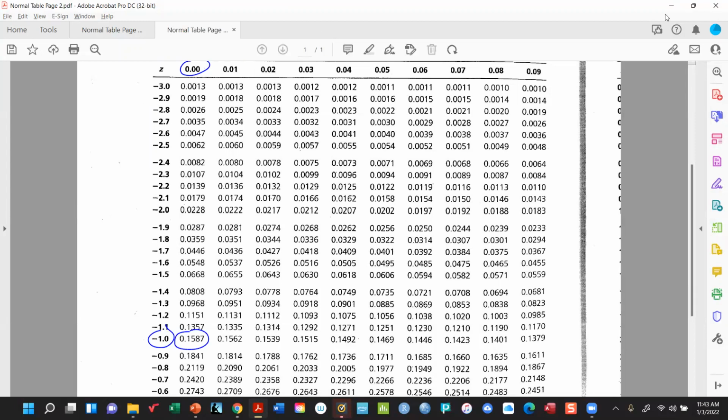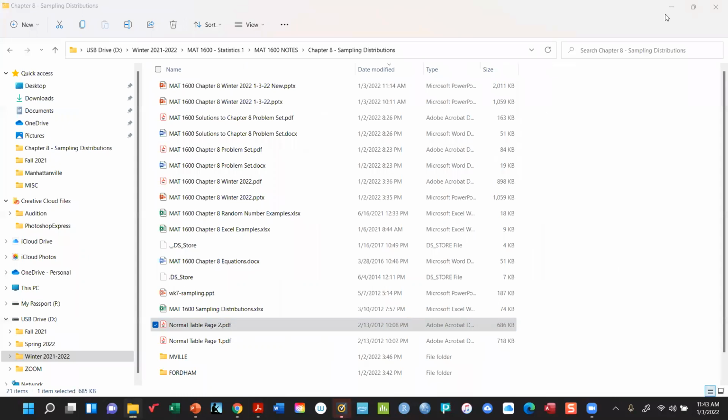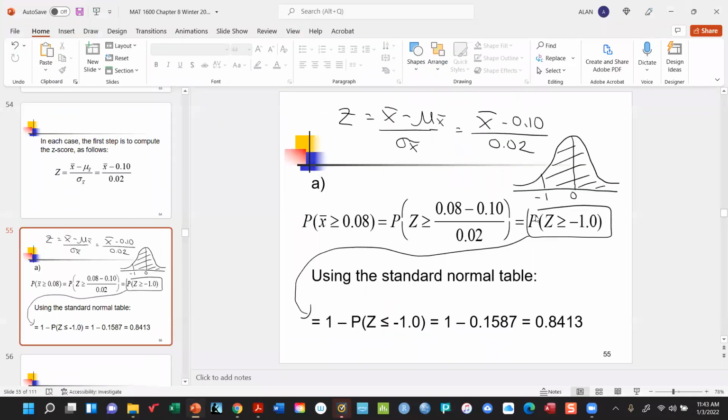So we bring that back onto the slides. So what this means is that the shaded region is 0.1587. I'm sorry, the unshaded region, which is what we found on our table, is 0.1587. The shaded region, which is what we really want, is 0.8413. Okay, so that's the final answer, 0.8413. Very good. So you can see it's really not much different than what we were doing before.